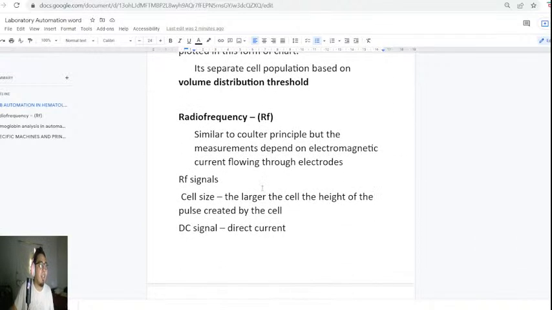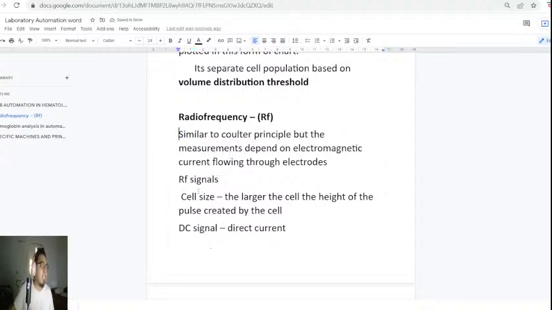Okay? Another thing that you need to take into consideration is radiofrequency. Radiofrequency is another principle similar to the Coulter principle, but it measures the electromagnetic current flowing through electrodes. It's a similar process, but it measures the cell size using RF signals. The larger the cell, the higher the height of the pulse created by the cell. So it measures it by pulse.